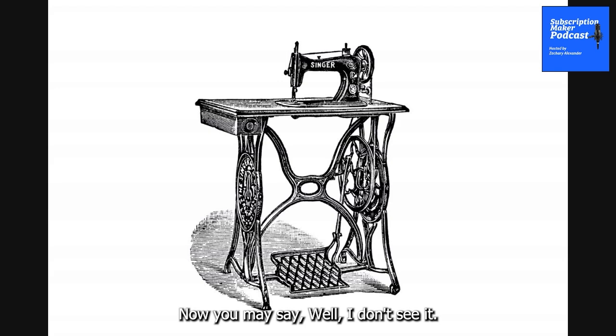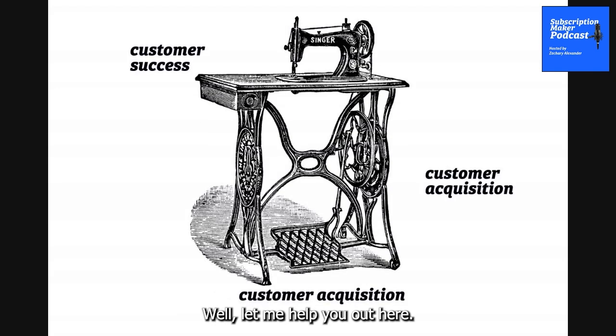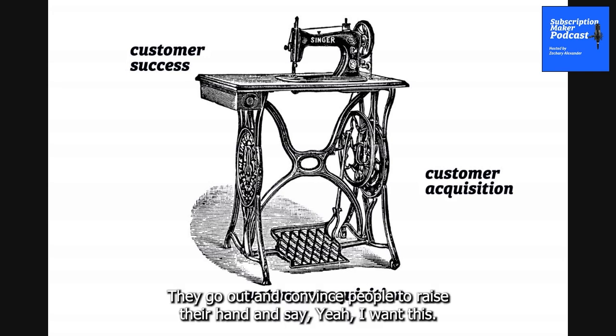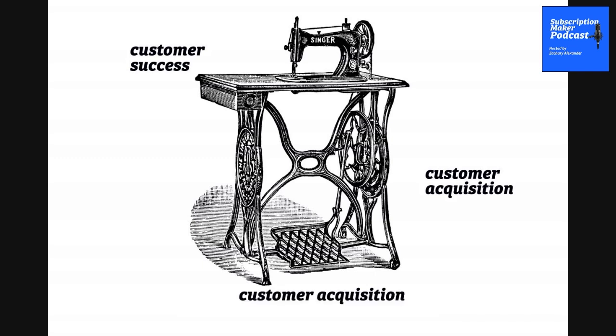Now, you may say, well, I don't see it. Well, let me help you out here. There they are. So, down here at the bottom, at the pedal, that's customer acquisition. That's people running like hamsters. They're on the hamster wheel. They are our salespeople. They go out and convince people to raise their hand and say, yeah, I want this. That's our customer acquisition people. They're there at the pedal. They generate the energy, the enthusiasm, which causes people to want to buy.